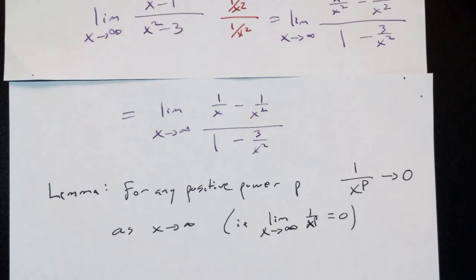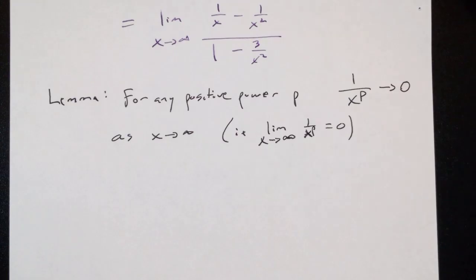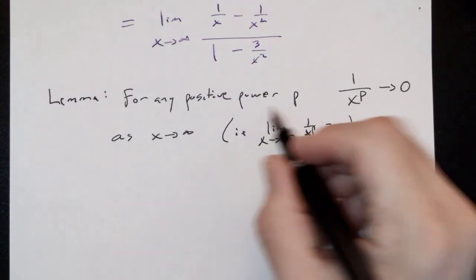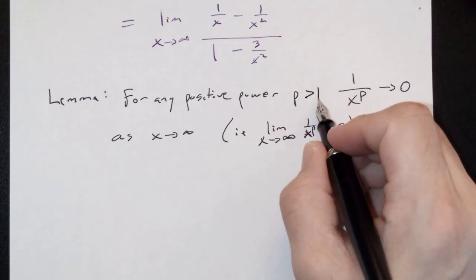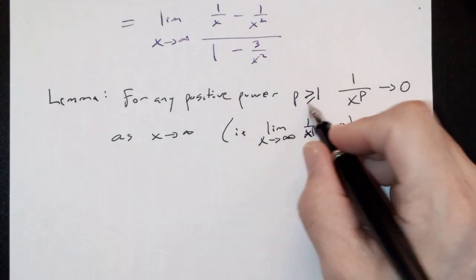Think about 1 over x to a power as that power is positive. One over x squared. Oh, wait a minute. Positive power. I need to make one more containment. Positive power p bigger than 1. Why bigger than 1? Not bigger than or equal to 1, actually.